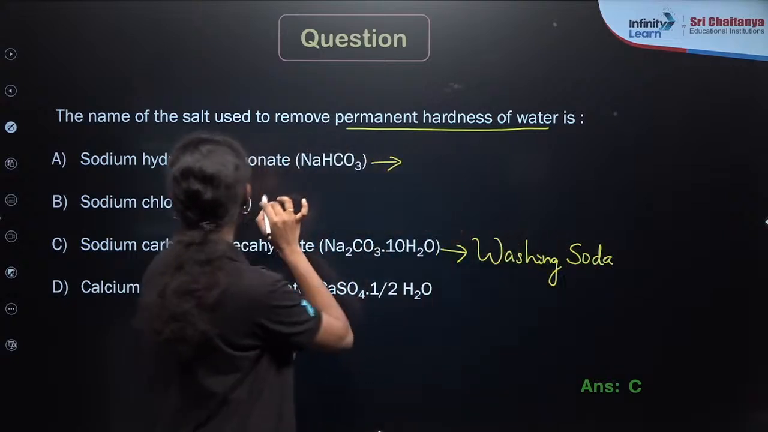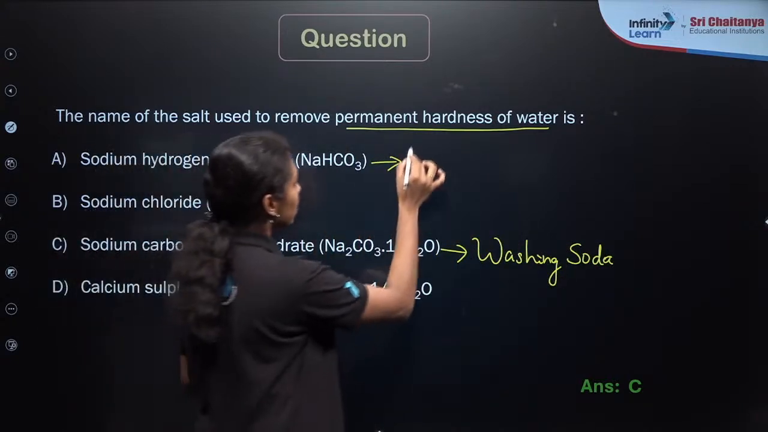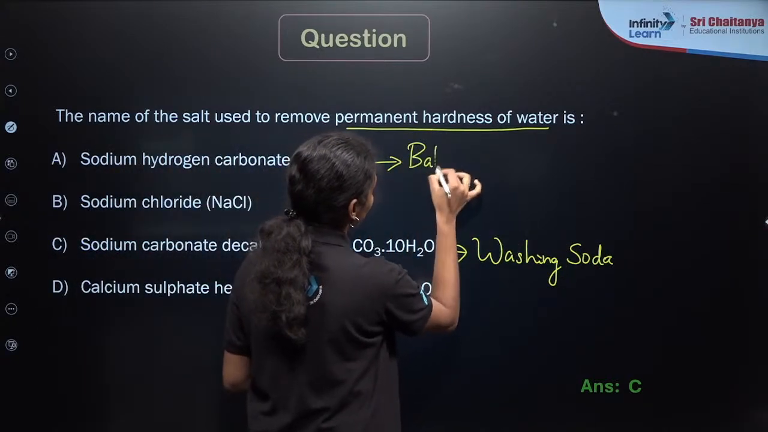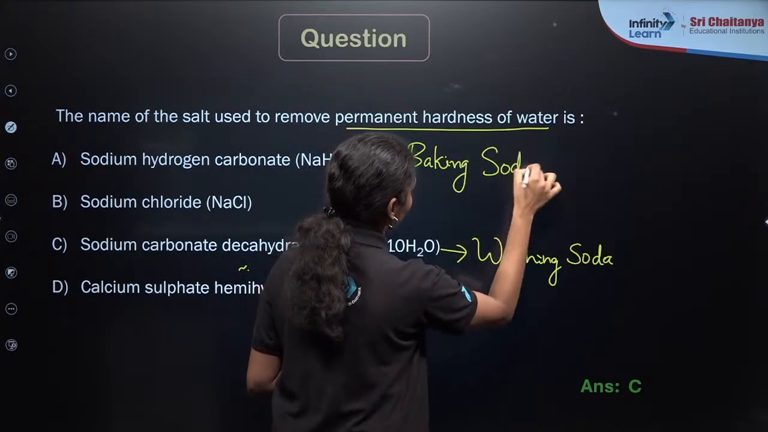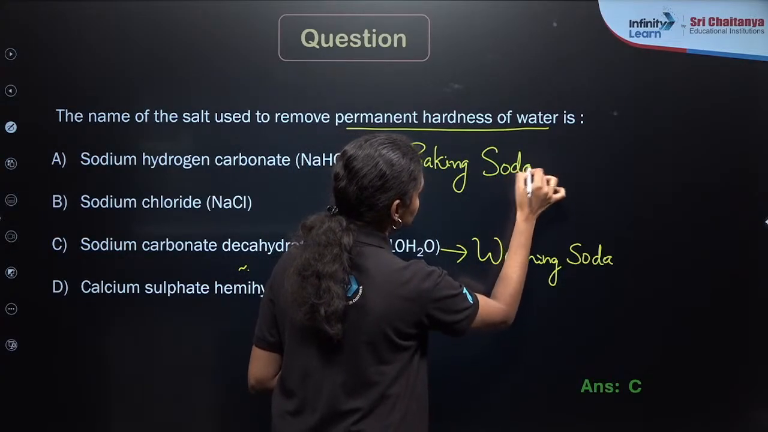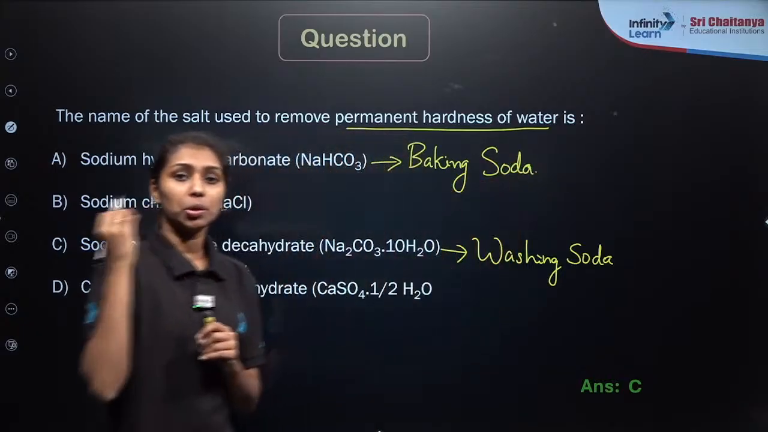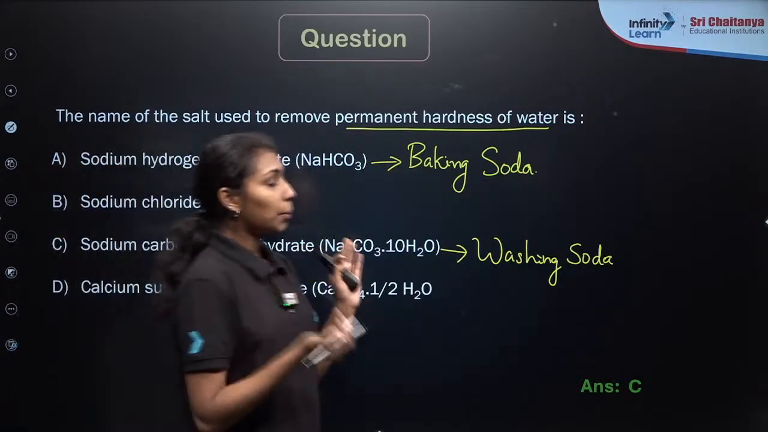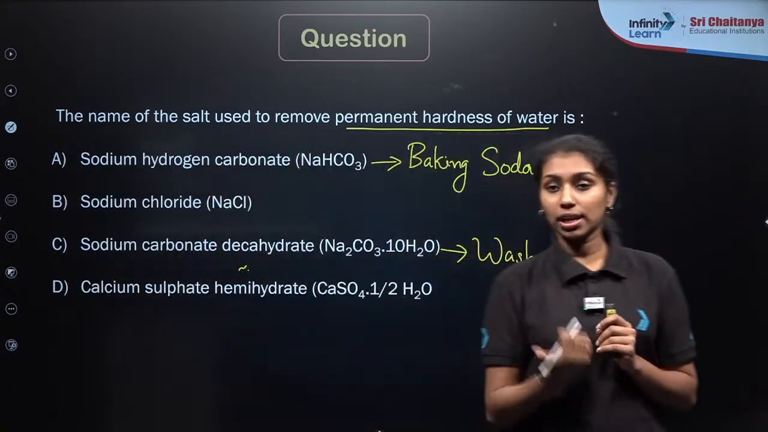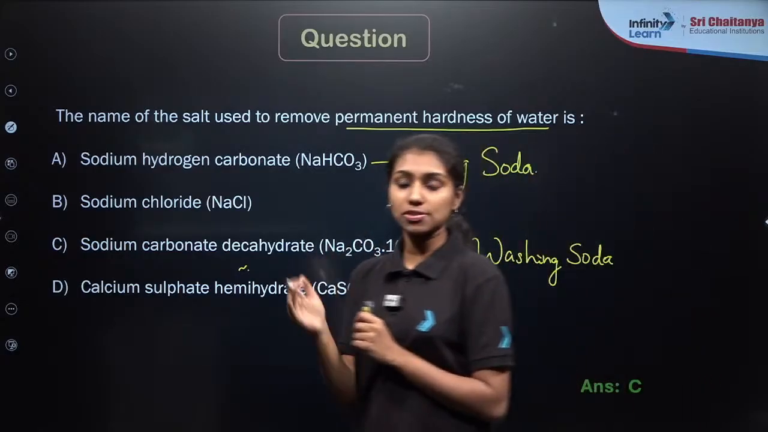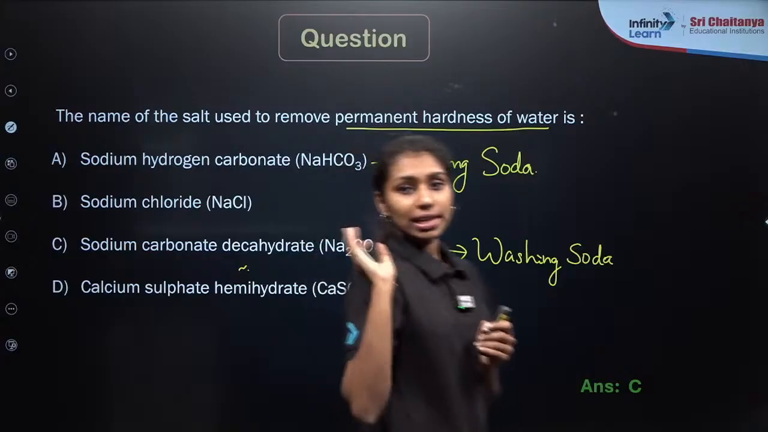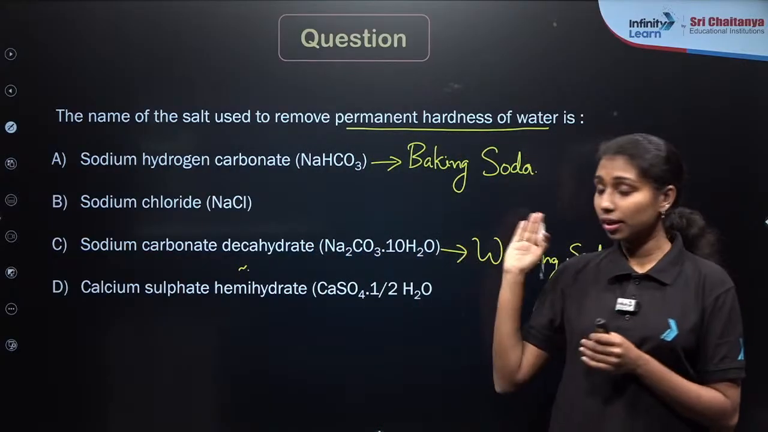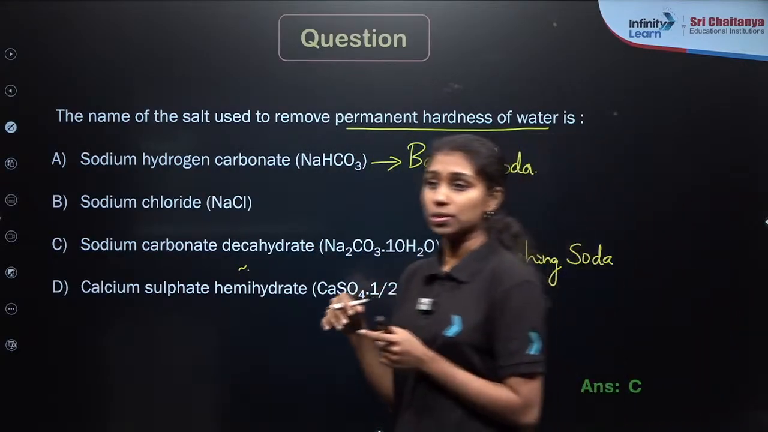Then in the case of sodium bicarbonate, it is known as baking soda. So we have already studied 5 different components in the chapter on acids, bases and salts. One is baking soda, washing soda, then gypsum, plaster of Paris and so on. So keep a note of that. You will be getting direct statement-type questions from these chemical names or the common names of the compounds.